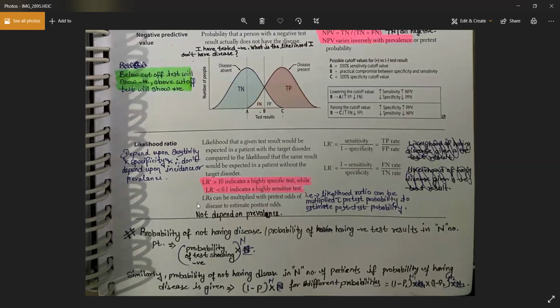And the likelihood ratio does not depend upon the prevalence. It's just the chance that you're already given to a certain patient of being a real positive. And once a test comes out to be positive, how much surety can you have to say that the test is actually positive, because you've already given the patient a chance of being positive. That is known as the likelihood ratio. Okay. Very important.